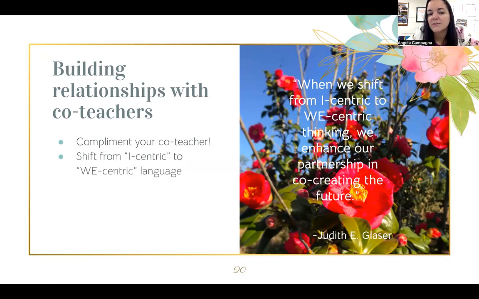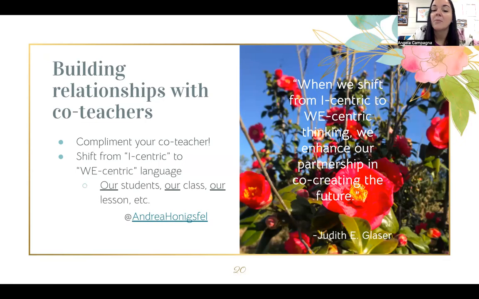And the other one was shifting from I-centric to we-centric language. This is super important, and this helped me personally to achieve equity among homeroom teachers as an ELL teacher, and to really put our focus on the students and collaborating to support our students. So using language like our students, our class, our lesson, instead of my group, my lesson, my this.